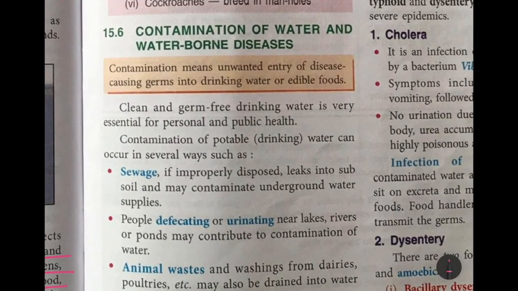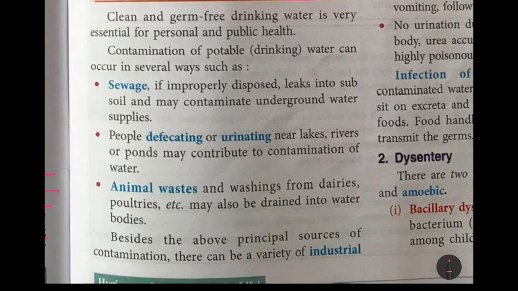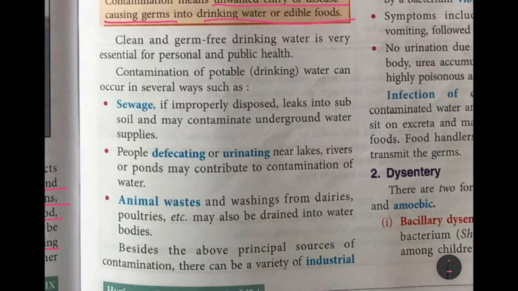Okay, now contamination of water and waterborne diseases, that is the germs which are in drinking water. You drink that water and then you get sick. So when we talk about contamination, we are talking about the unwanted entry of disease causing germs into drinking water or edible food, that is the food that you eat. Now it is very important to drink clean and germ-free water so that your health remains good all the time.